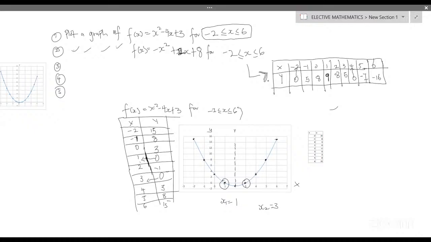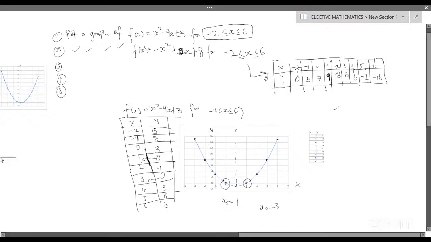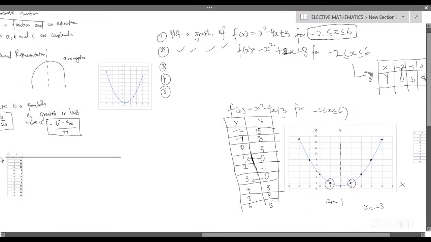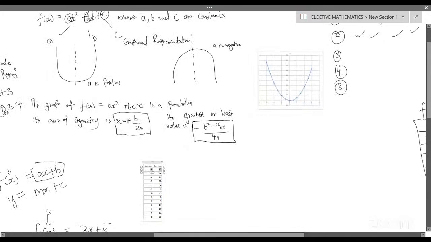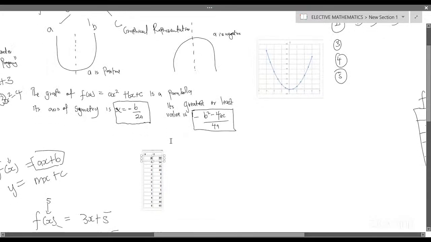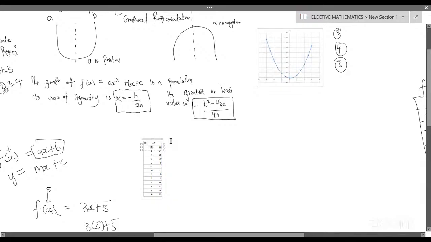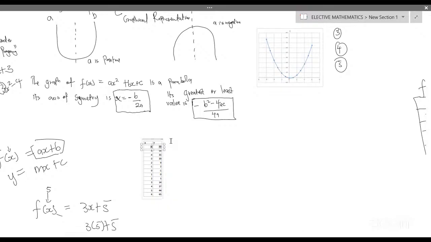Tomorrow we are going to use the graph to find the minimum or the maximum points and the points at which they occur. Then we'll solve the quadratic equations using the factorization method, using the difference of two squares, and using the quadratic formula.